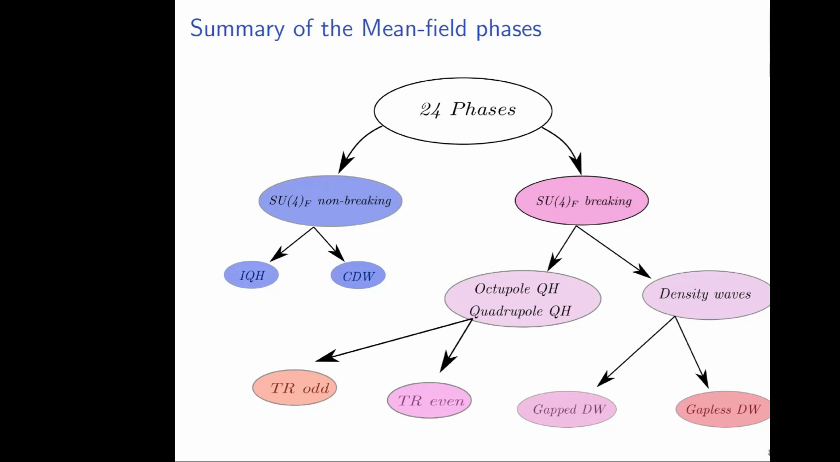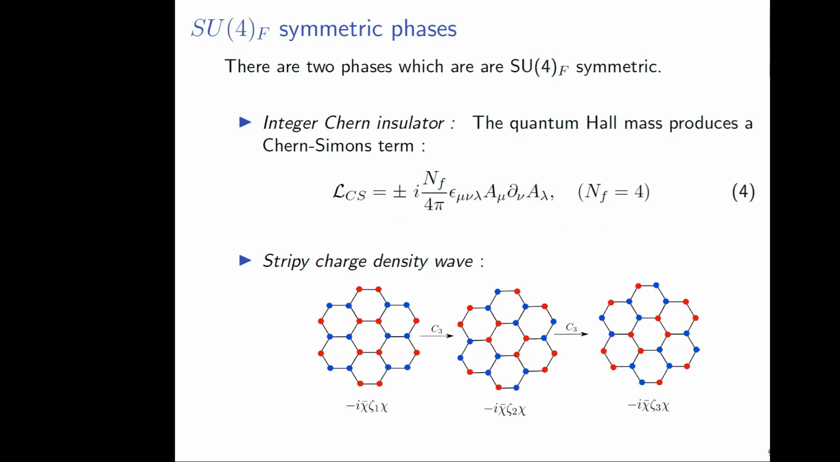So first, starting with these SU(4) non-breaking phases, or SU(4) symmetric phases. One of the phases is this integer Chern insulator. Basically, this phase is a quantum Hall phase, where if I apply a transverse electric field, I'll get a current. And then the other phase, which is SU(4) symmetric, is a charge density wave.